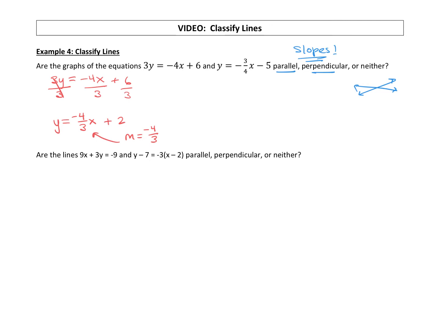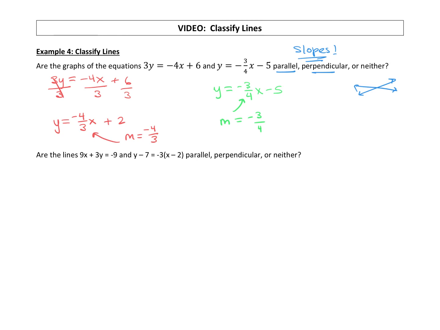All right, our second equation is y equals negative 3/4 x minus 5. I want to recognize this is y equals mx plus b. We have slope-intercept form, which means we can find the slope right there. This slope is negative 3/4. So are these lines parallel? Is negative 4/3 the same as negative 3/4? Nope, not parallel. They have to be exactly the same.